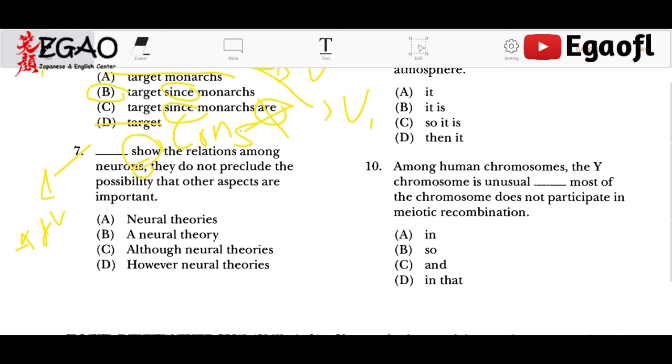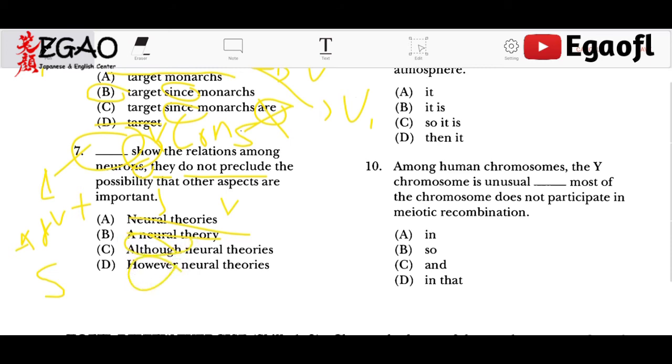And look at here, show is this verb. Okay, they, subject, do not is also verb. So this space needs adverb and also the subject. It's so easy. So try to find adverb and also the subject. Neural theories, no. Neural theory, no. Although, yes. Although, however, it's also yes.